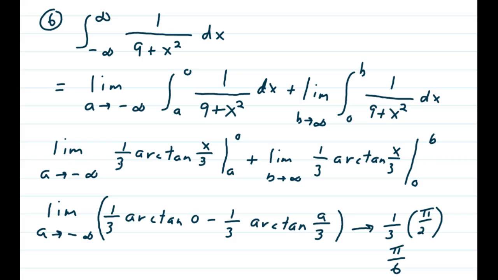Taking a look at that first portion, we have the limit as a approaches negative infinity of 1/3 arctan of 0 minus 1/3 arctan of a over 3. We're going to let that a approach negative infinity, which the arctan of negative infinity is going to be a negative pi over 2, but you also have that negative in front of that 1/3, so we get 1/3 positive times positive pi over 2 to get pi over 6.